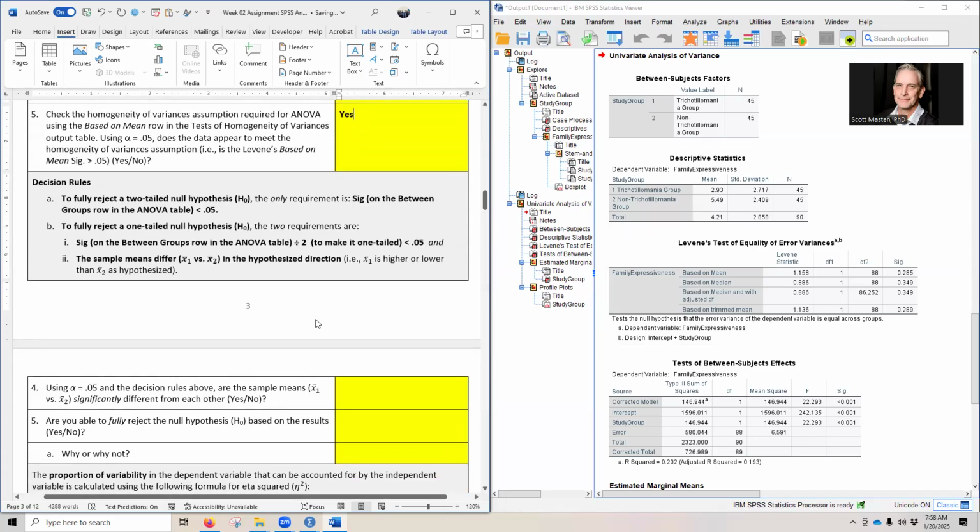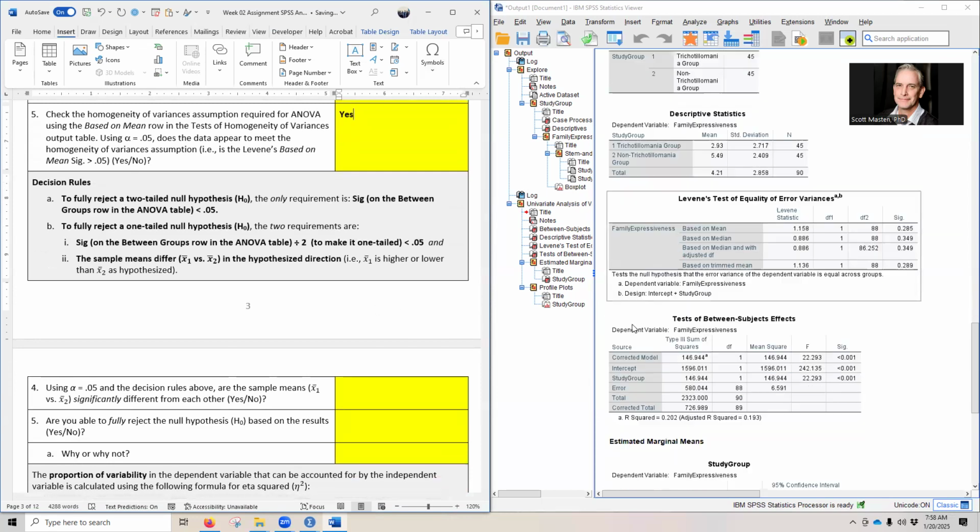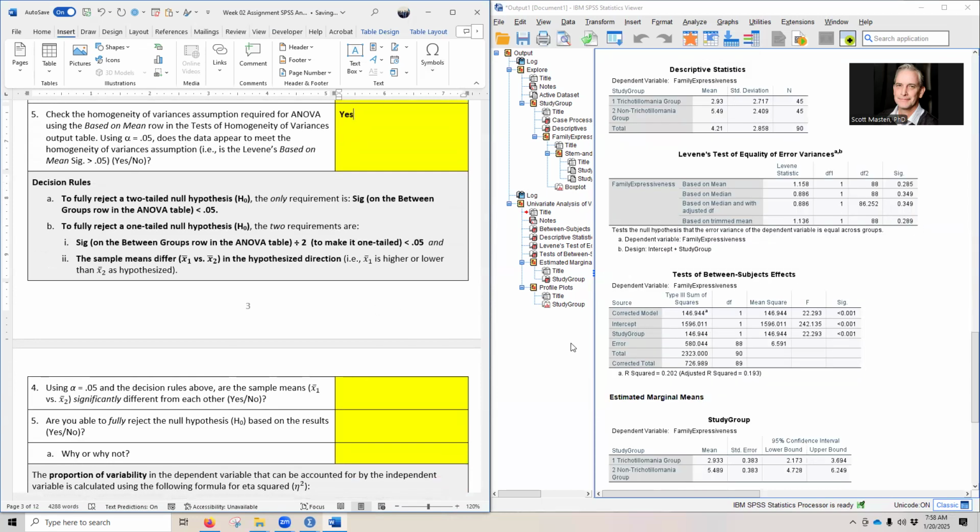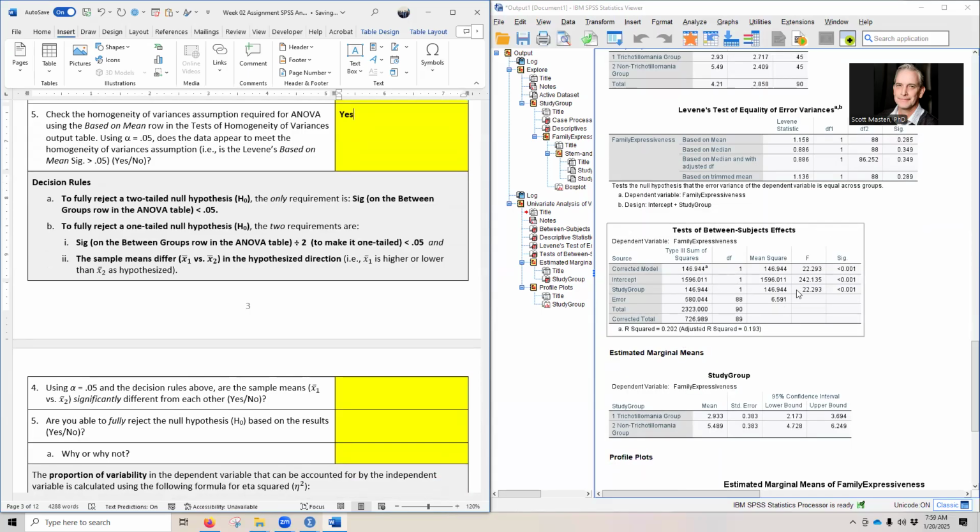Finally, we've got some decision rules for doing our one-way ANCOVA. So we go to this table called tests of between-subjects effects. We have a one-tailed hypothesis. So to fully reject a one-tailed hypothesis, two requirements are: the sig divided by 2 is less than 0.05 for our independent variable, so the between groups row, and the sample means differ in the hypothesized direction. So let's take a look.